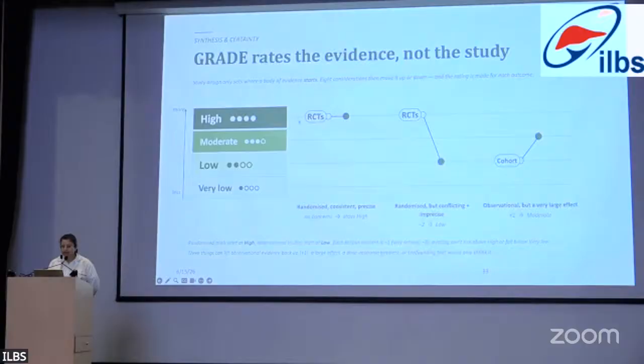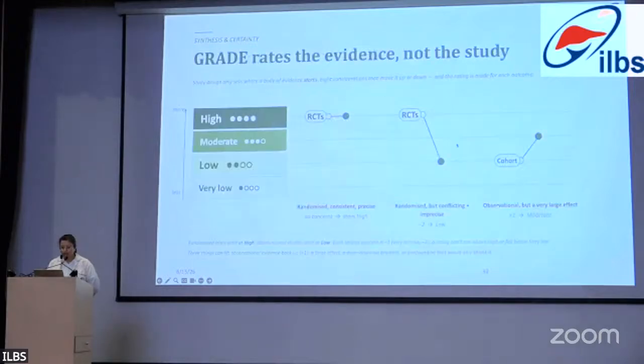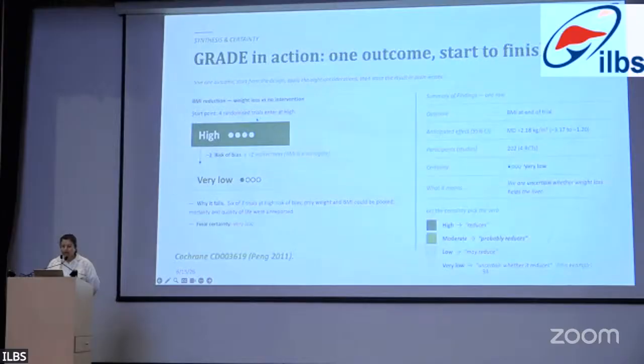Suppose we say RCT is the highest body of evidence, but if we find even one of these downgrading factors, then we will downgrade the quality of evidence. So the Cochrane review, Peng et al., started at high certainty of evidence, but then for one outcome, minus 2 for the risk of bias, then minus 1 for the indirectness. So they came from high to very low in the body of evidence.